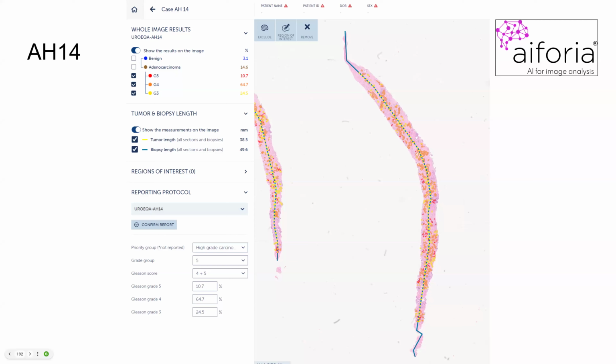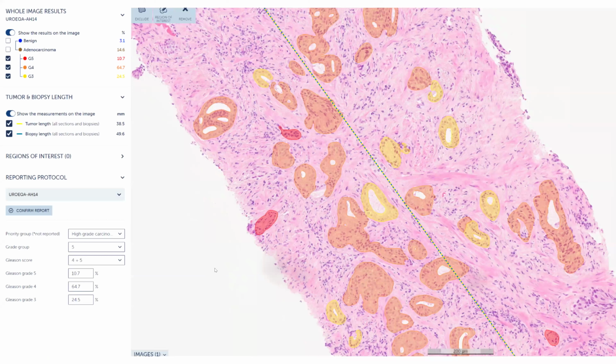But if you go on to the next slide, you see it highlights the different grades in different colors. So yellow is 3, orange is 4, and the 5 is highlighted in red. This gives you the idea that you can then look at it and say, actually, that's rubbish, I don't think that's pattern 5, and then ignore it. So then if you ignore that, it would score it as probably Gleason pattern 4+3. It gives you the percentages of each in the top left-hand side.